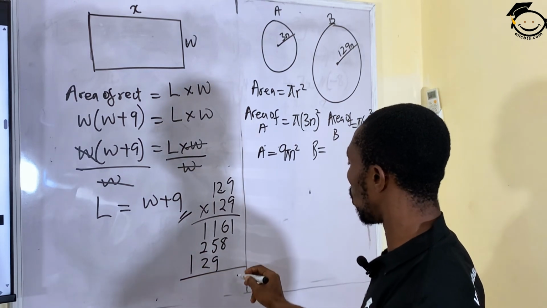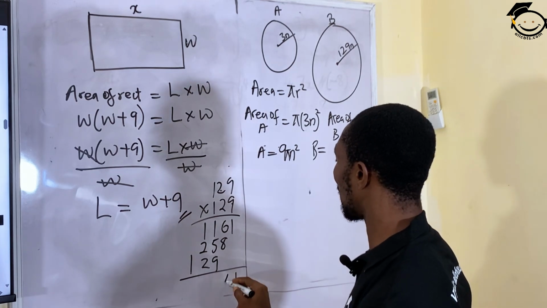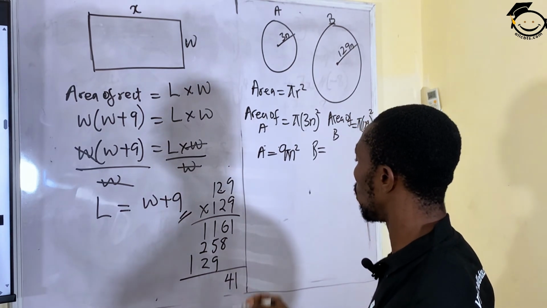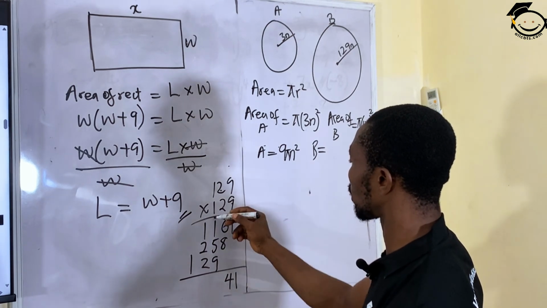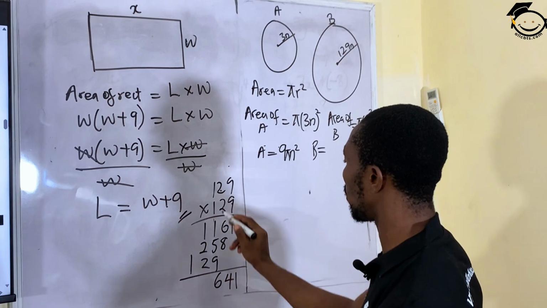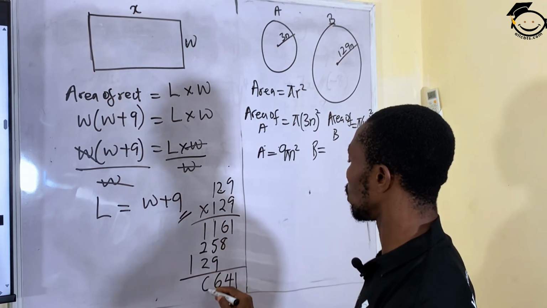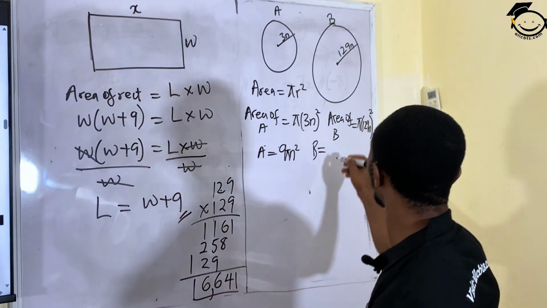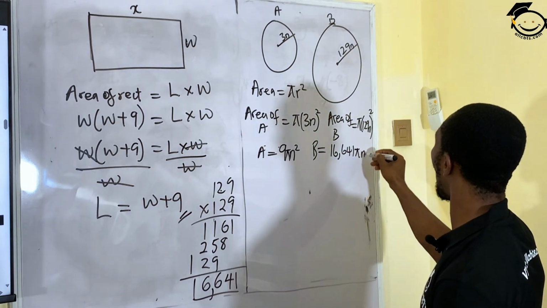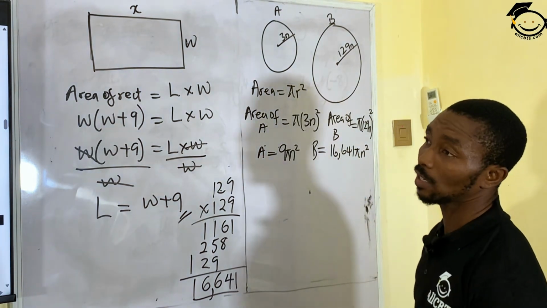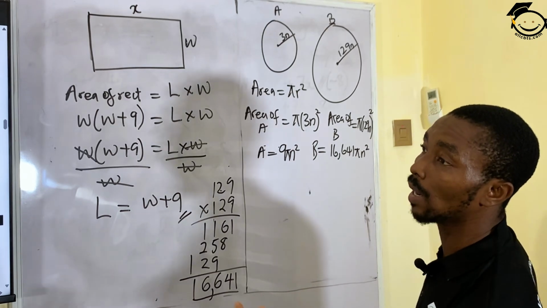This brings us to 1. 6 plus 8 will give us 14. Write down 4. Carry 1. 9 plus 1, 10. Plus 1, 15. Plus extra 1, 16. Write down 6. Carry 1. 1 plus 1, 2. 6, 1. So we are having 16,641 pi n squared.